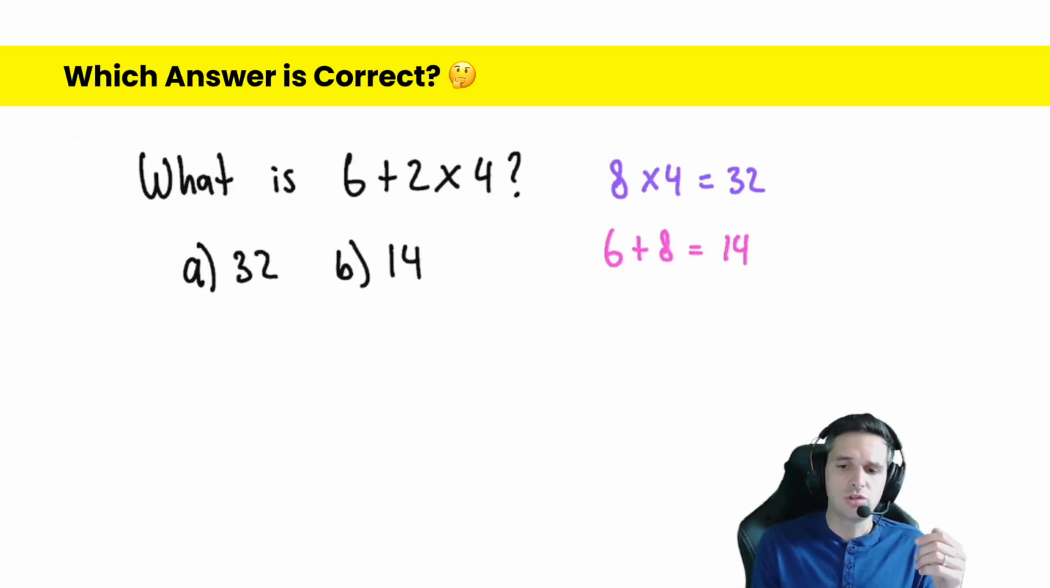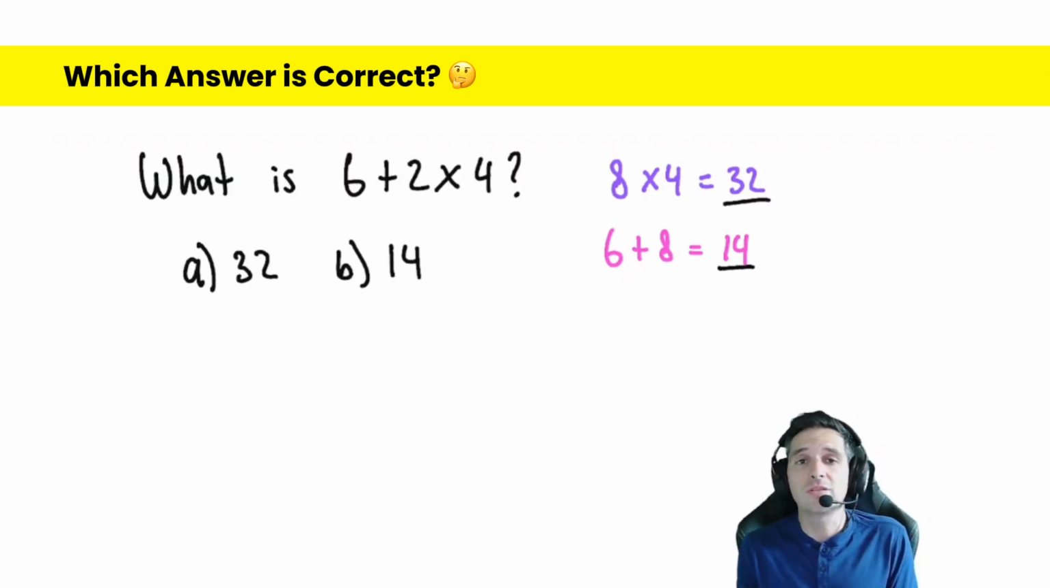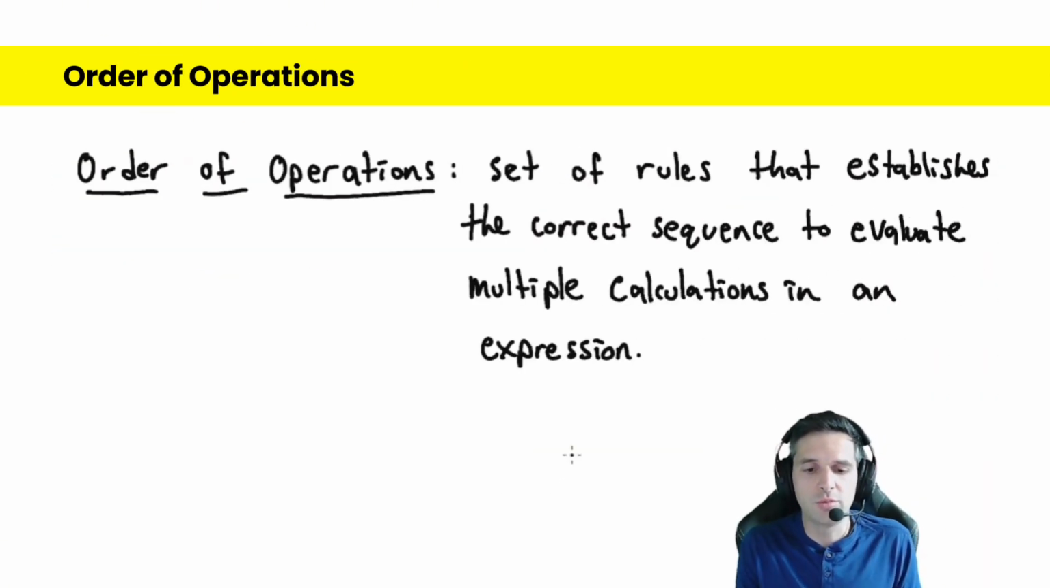So now I have these two answers here, 32 and 14. How do I know which one is right? Which one do we pick? We want to get the same answer. If you ask me, I would tell you the answer is 14. If you ask somebody else, I want them to tell me the answer is 14 as well. So how are we going to do that? Well, in order to do that, we need to establish rules. Okay, so the rule here is going to be this order of operations.